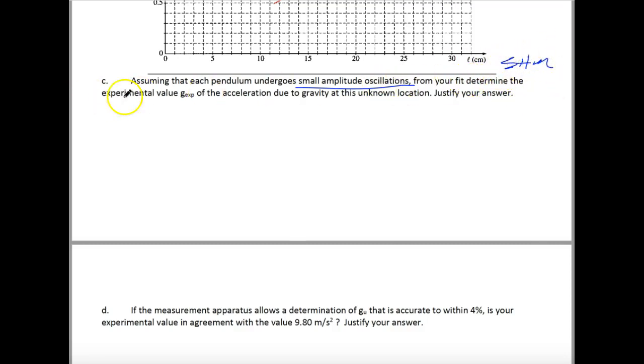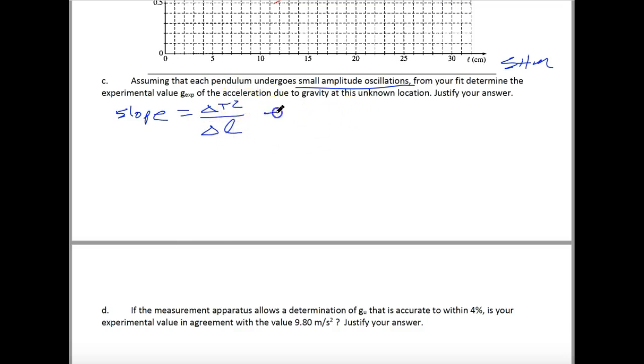From your fit, determine the experimental value, G experimental, of the acceleration due to gravity at this unknown location. And they want us to justify our answer. So let's go through and just find the slope first. We know that the slope here is going to be equal to the change in the period squared over the change in the length.